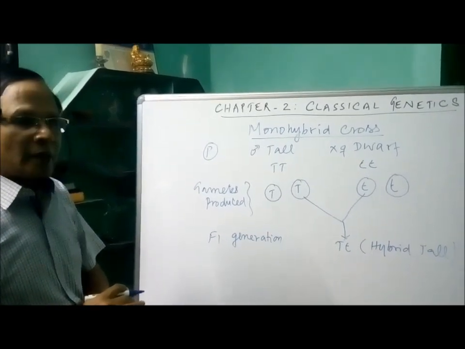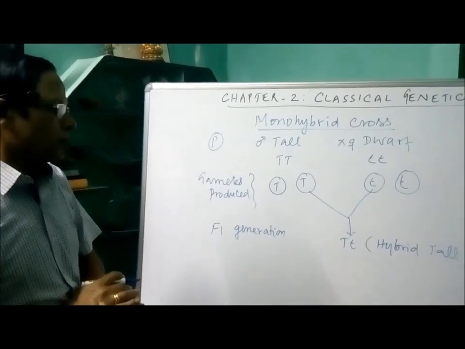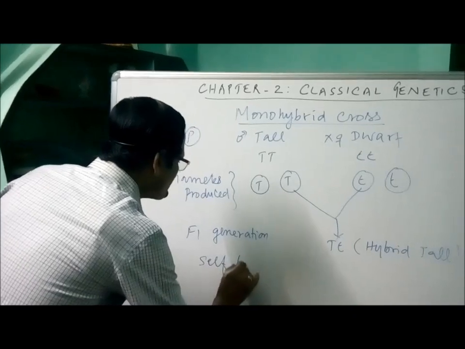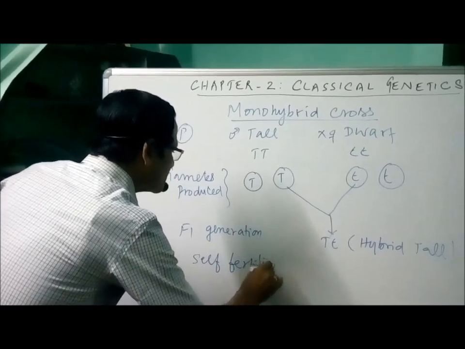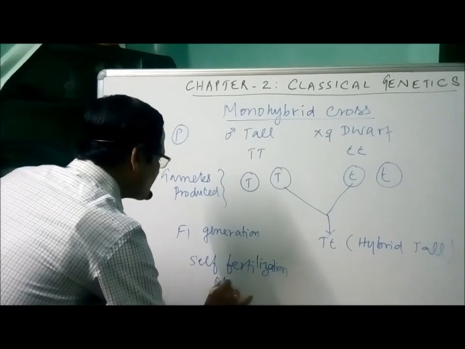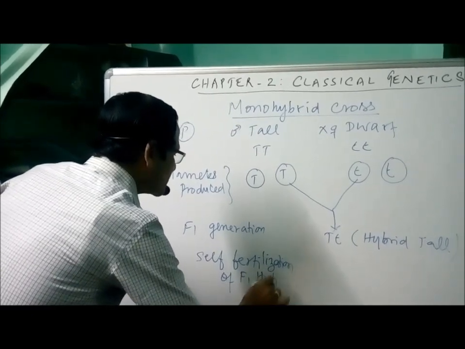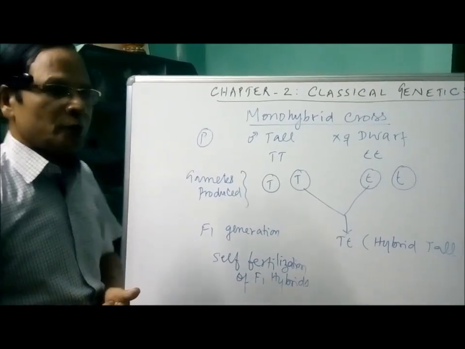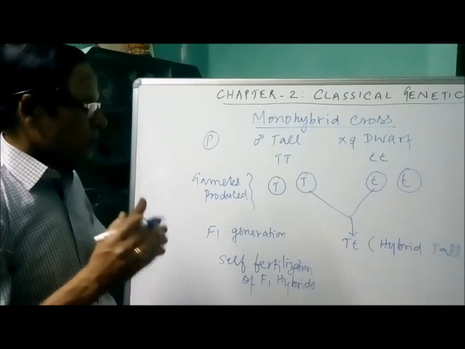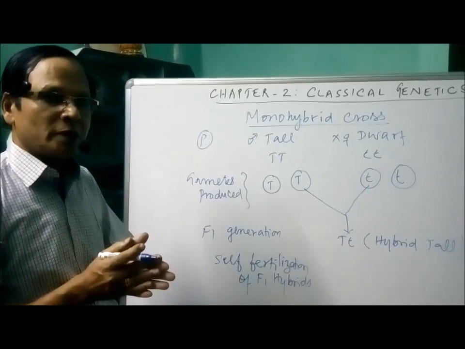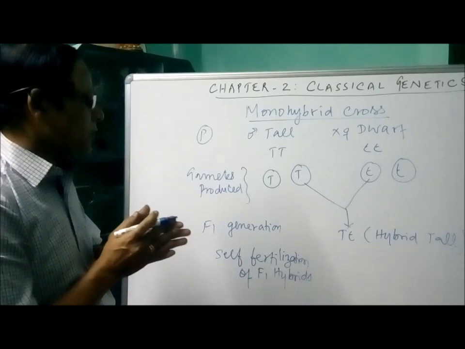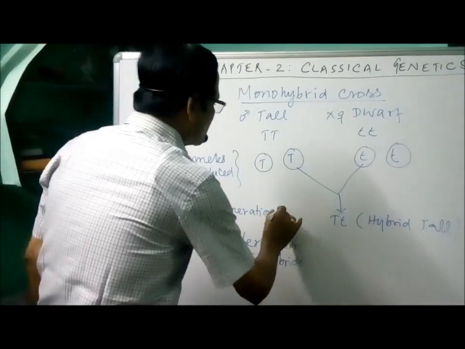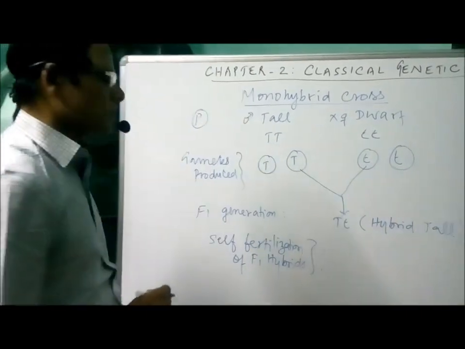Now, if you are getting the F2 generation by self-pollination, that is called self-fertilization, the self-fertilization or self-pollination of F1 hybrids. Mendel's true-breeding pure individuals were homozygous, and the F1 individuals are heterozygous, which are called hybrids. So this is heterozygous. Now we have this process, self-fertilization of F1 hybrids.